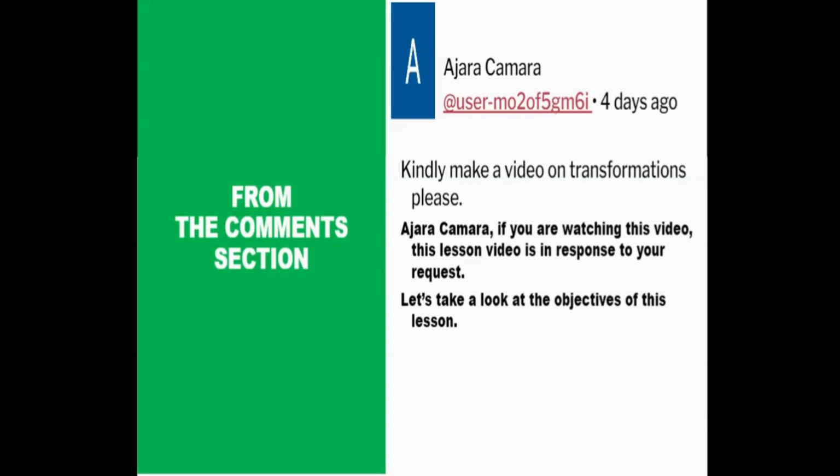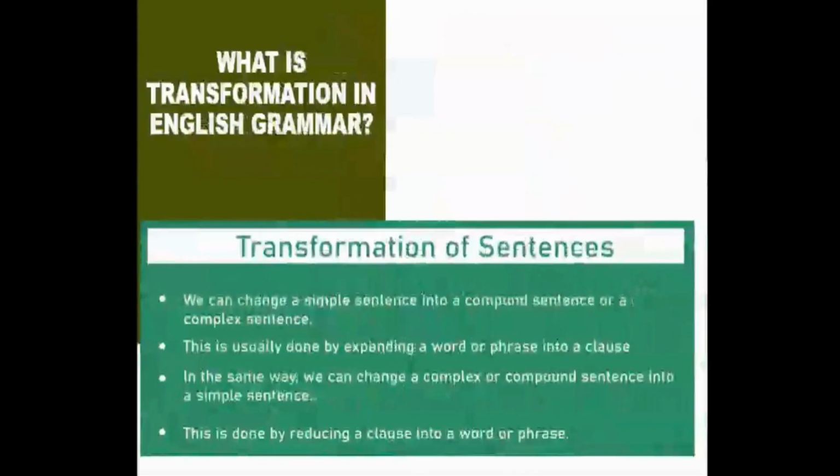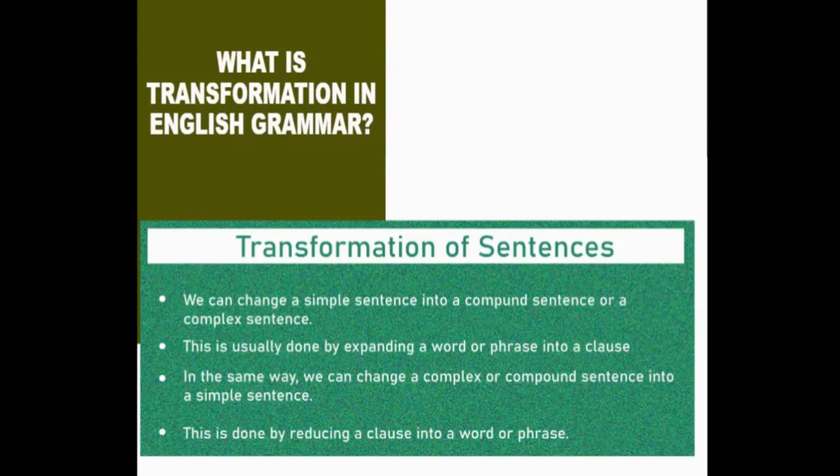So let's take a look at the objectives of this lesson to start with. The lesson objectives are as follows. Number one, what is transformation in English grammar? We want to look at what exactly transformation in English grammar is all about. Number two, ways to transform sentences. We want to look at various ways of transforming sentences in English. And then number three, we are going to look at copious examples of transformation. So let's begin with what is transformation in English grammar.